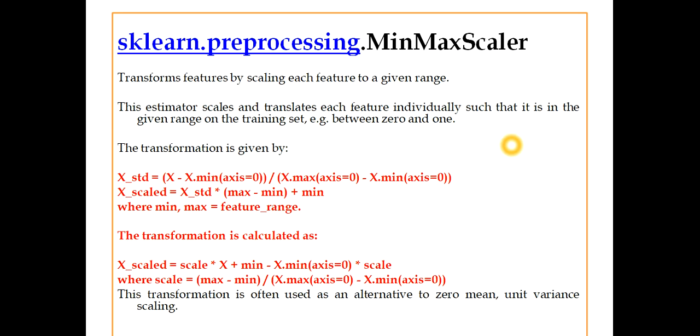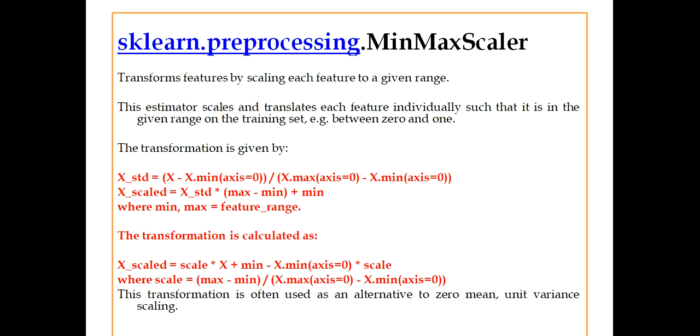First of all, sklearn.preprocessing.MinMaxScaler. It's very important, you can take a screenshot. This will transform the features by scaling each feature to a given range. This estimator scales and translates each feature individually such that it is in the given range on the training set, in this case 0 and 1. And the formulas are also important. I am putting them in red so that you can easily grasp them.